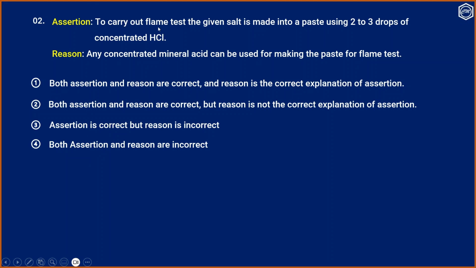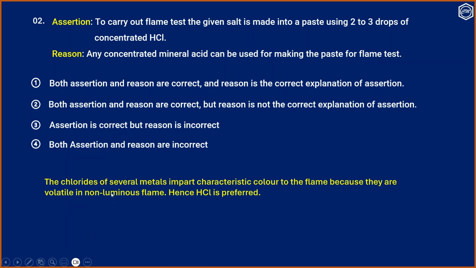That is, to carry out the flame test, the given salt is made into a paste using 2-3 drops of concentrated HCl. We have studied that concentrated HCl is preferred to carry out the flame test. This is because the chlorides of several metals impart characteristic color to the flame because they are volatile in non-luminous flame. Hence, HCl is preferred. So the reason is wrong. Any concentrated mineral acid cannot be used.